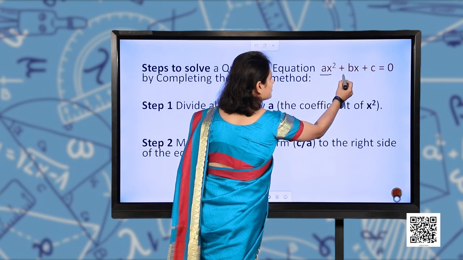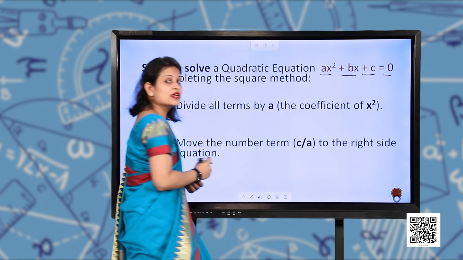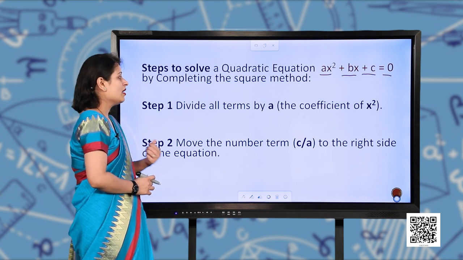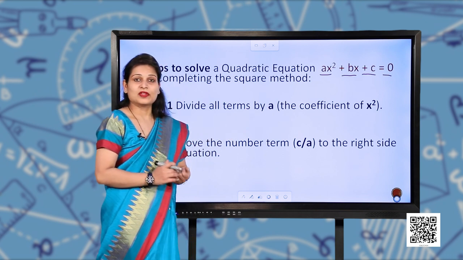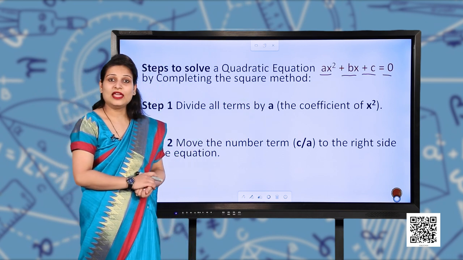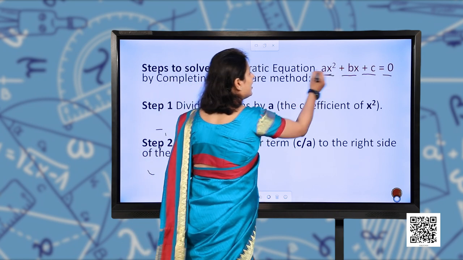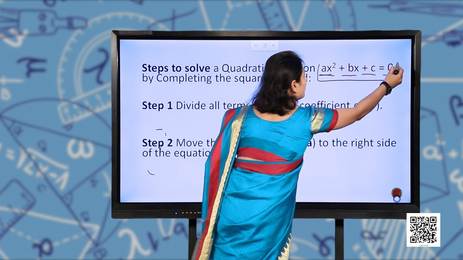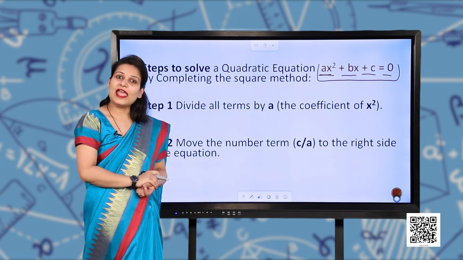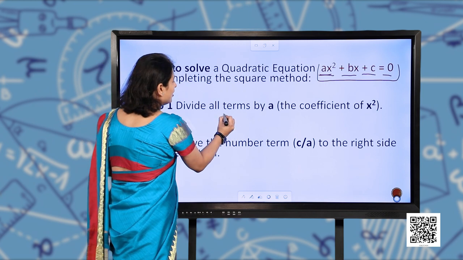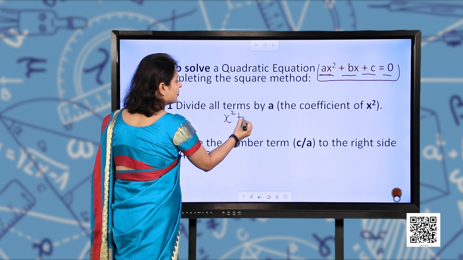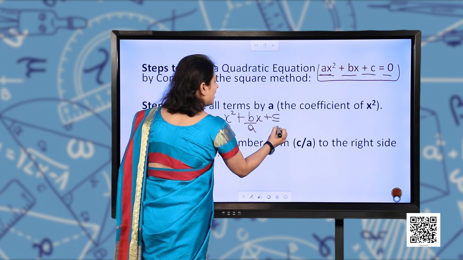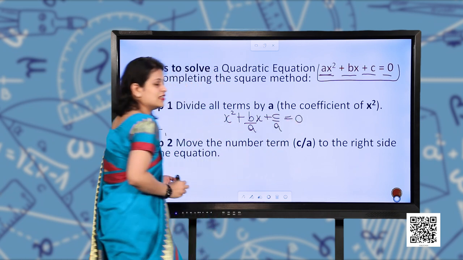ax square plus bx plus c equals to 0 by the completing the square method. Now step 1, divide all terms by a. Now what is a here? A is the coefficient of x square. So what we have to do? We have to divide this equation by the coefficient of x square. So what will we obtain? We get x square plus b by a x plus c by a equals to 0.